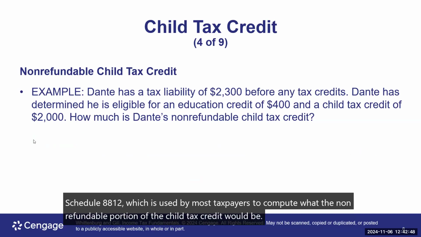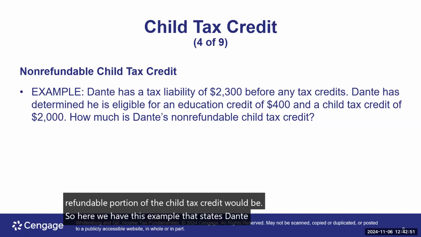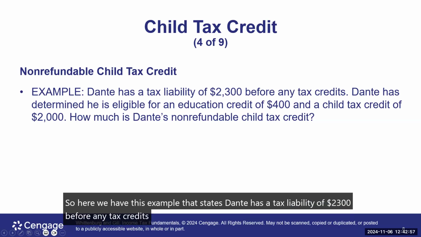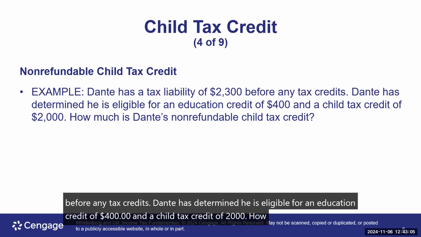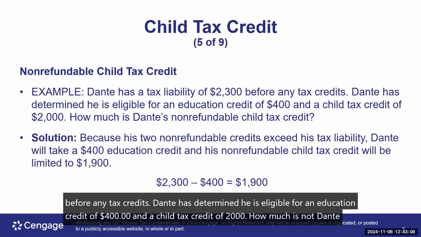So here we have this example that states Dante has a tax liability of $2,300 before any tax credits. Dante has determined he is eligible for an education credit of $400 and a child tax credit of $2,000. How much is Dante's non-refundable tax credit?